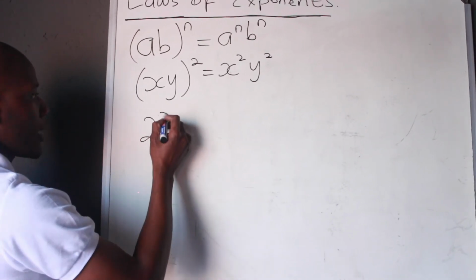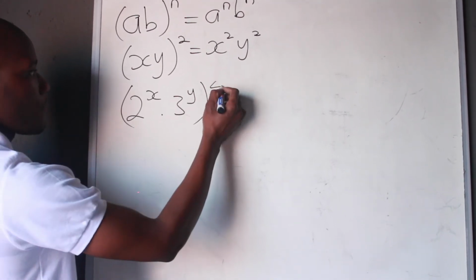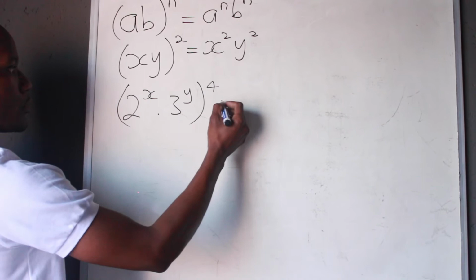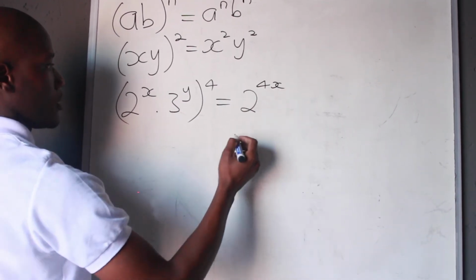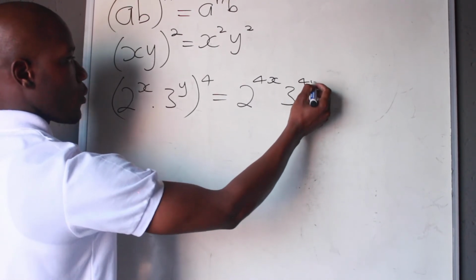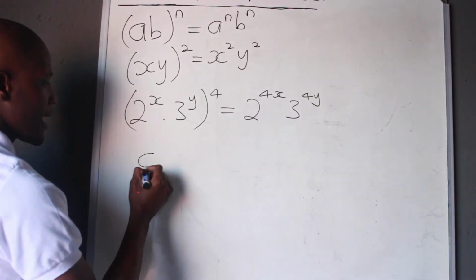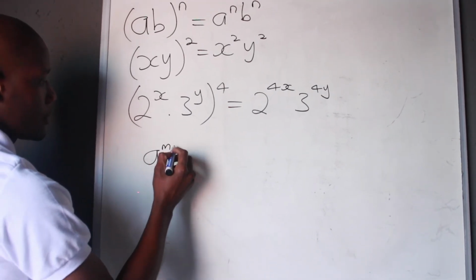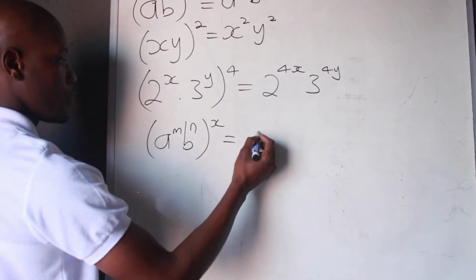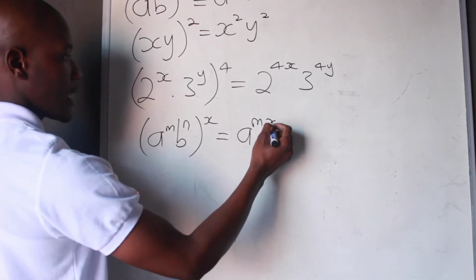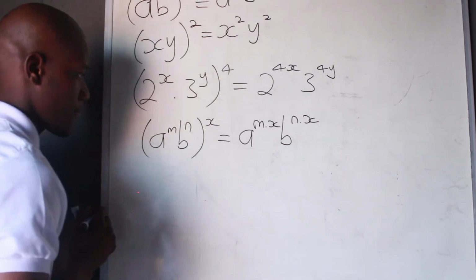So 2x multiplied by 3y all raised to the power 4 is going to be 2 to the power 4 x to the power 4, 3 to the power 4 y to the power 4. So a to the power m, b to the power n, all raised to the power x is going to be a to the power m times x, b to the power n times x.